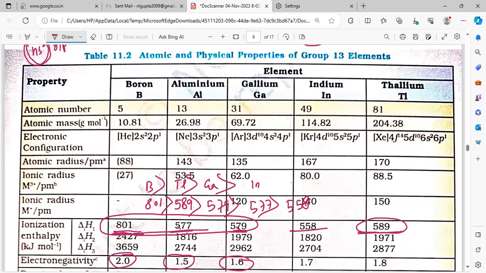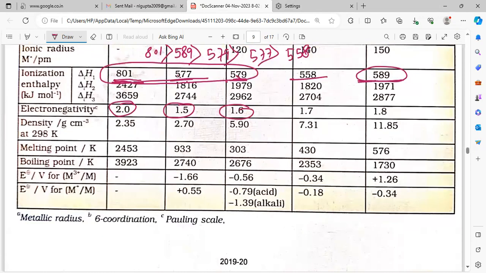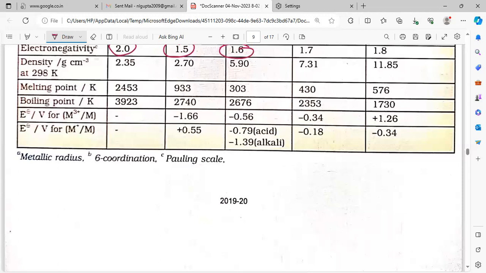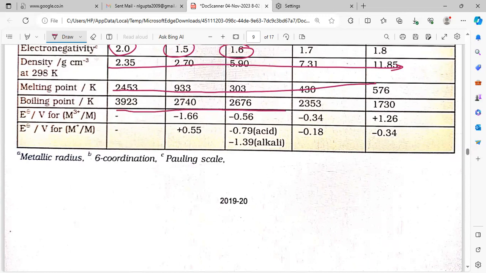The oxidation state they did not mention here, but here you can see some more points. Density increases down the group, like in other element groups. Melting point decreases because metallic bonding decreases. Boiling point also decreases. The E naught value becomes less negative.